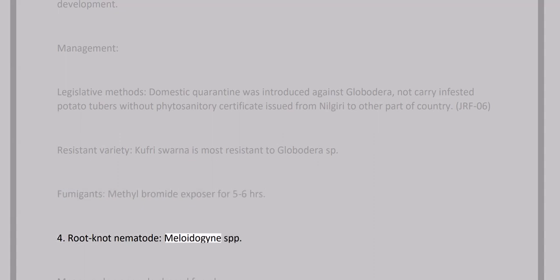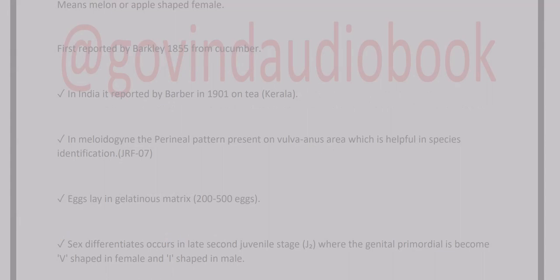4. Root knot nematode, Meloidogyne spp. The name means melon or apple-shaped female. First reported by Barclay in 1855 from cucumber. In India it was reported by Barber in 1901 on tea in Kerala. In Meloidogyne the perineal pattern is present on the vulvo-anal area, which is helpful in species identification. Eggs are laid in a gelatinous matrix.